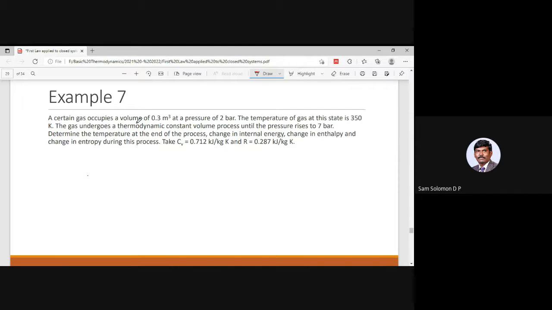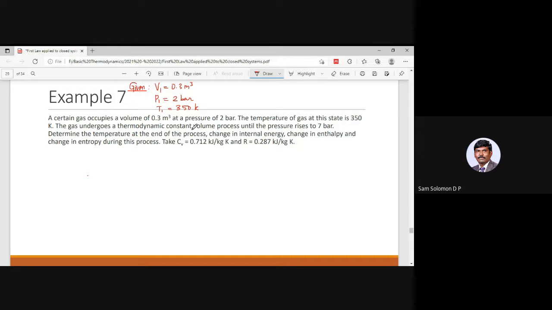A certain gas occupies a volume of 0.3 meter cube at a pressure of 2 bar. The moment you start reading, you can write down the given data. So here I can see that the volume is 0.3 meter cube. It's the initial state and the initial pressure is 2 bar. The temperature of the gas at this state is 350 Kelvin. So T1 is 350 Kelvin.